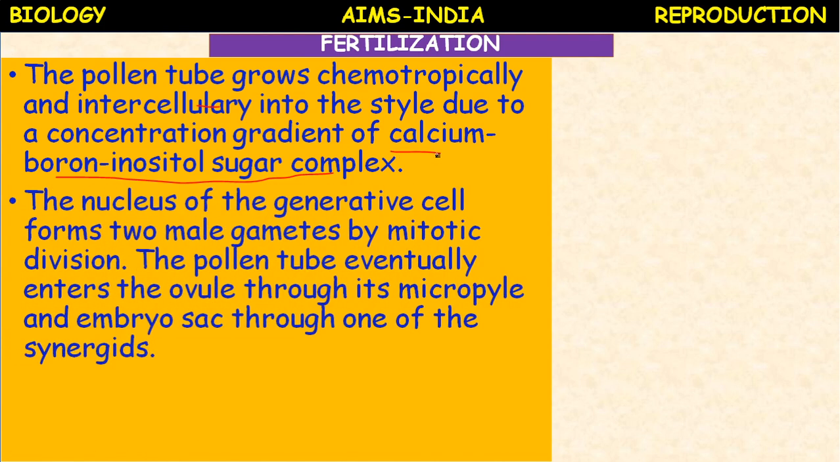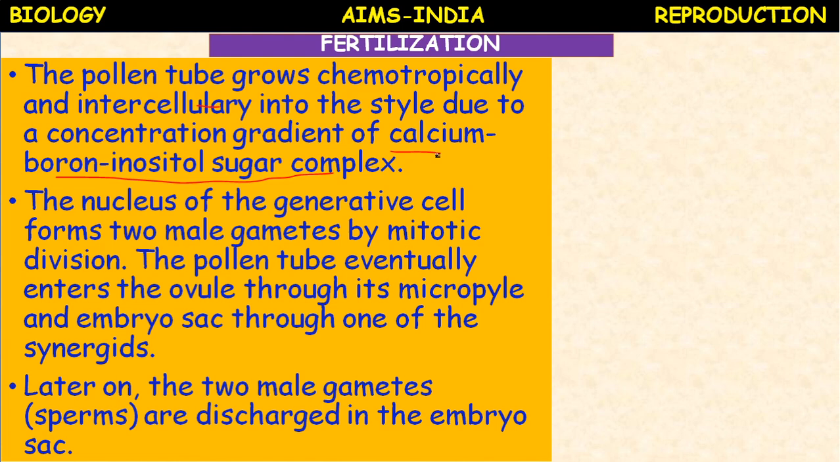The nucleus of the generative cell forms two male gametes by mitotic division. The pollen tube eventually enters the ovule through its micropyle and embryo sac through one of the synergids. Later on, the two male gametes or sperms are discharged into the embryo sac.